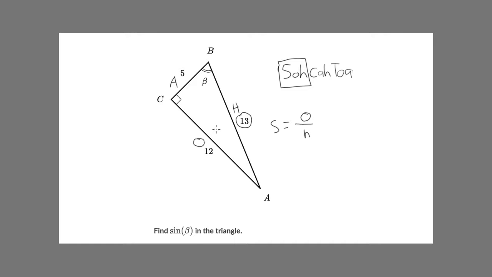Opposite over hypotenuse, okay? So obviously our opposite is right here, which is 12. We can write that down over here, 12 over what? Our hypotenuse is 13. So let's do that. Let's make our one a little bit more fancy. So sine equals 12 over 13. That is our answer.